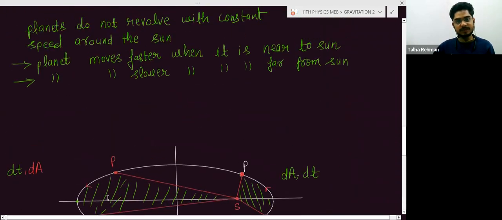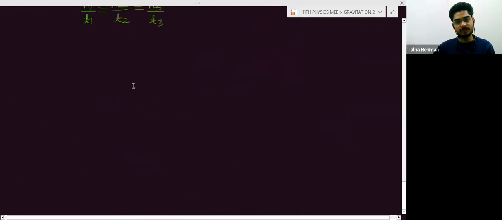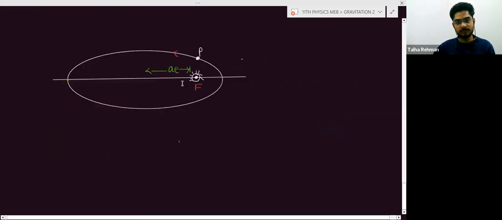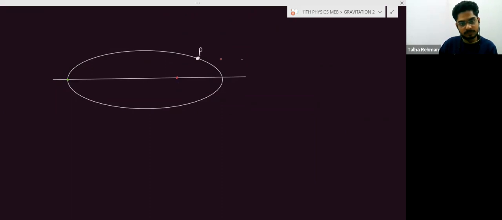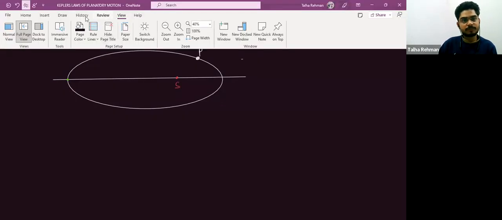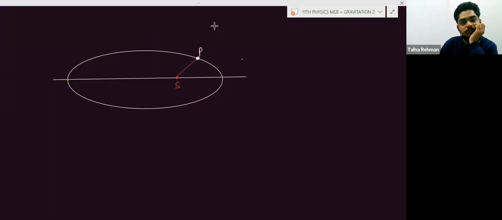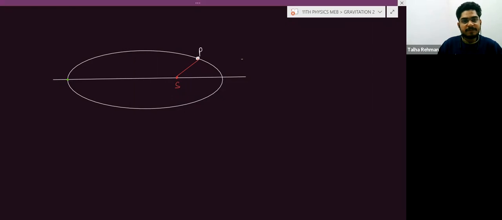Now, after that, we have one concept of angular momentum. So here is the sun, suppose. And this planet is revolving around the sun in the elliptical orbit, and the sun is at one of the foci. So the velocity of the planet will be like this.